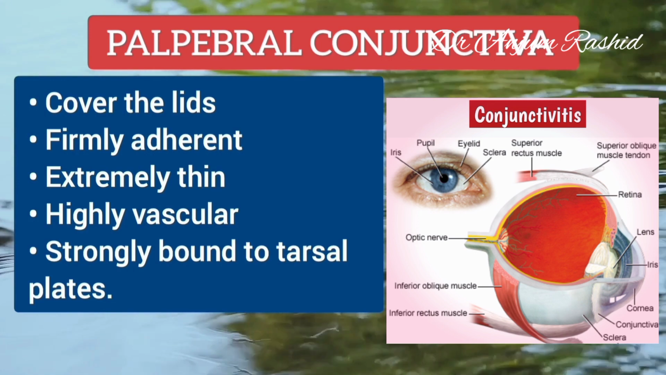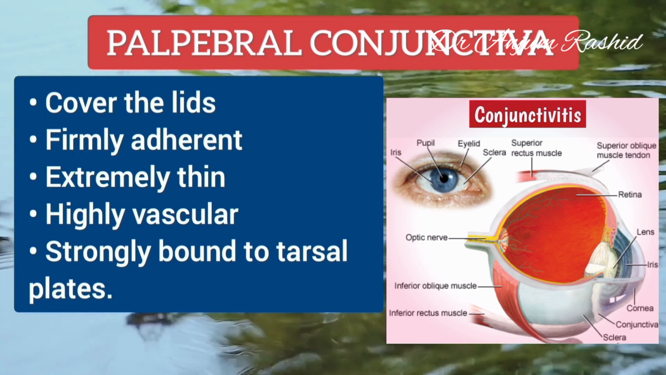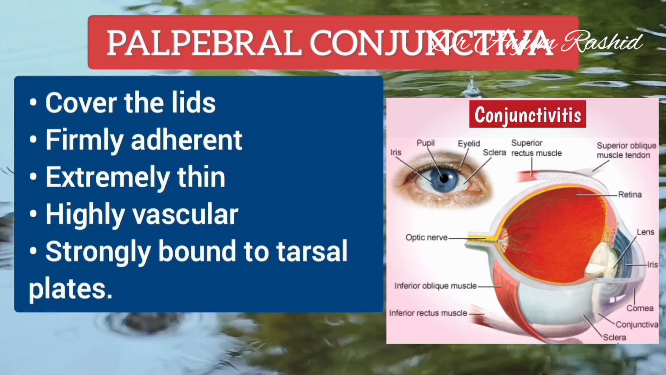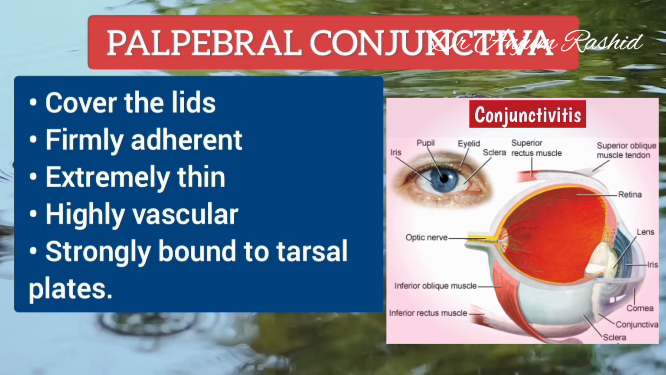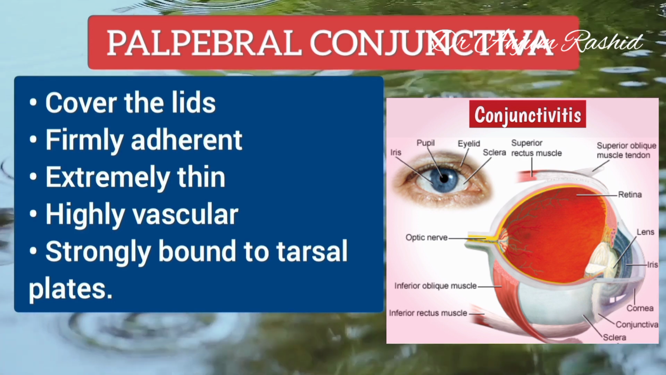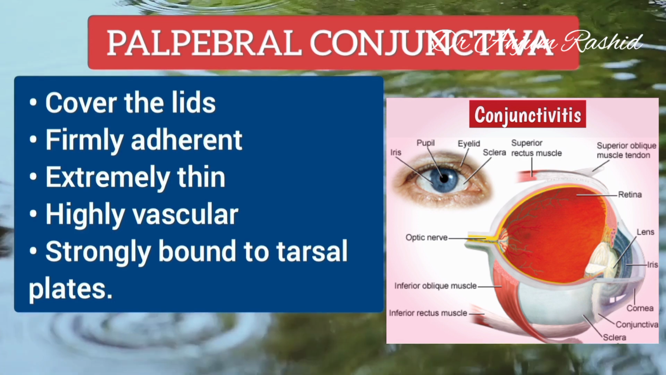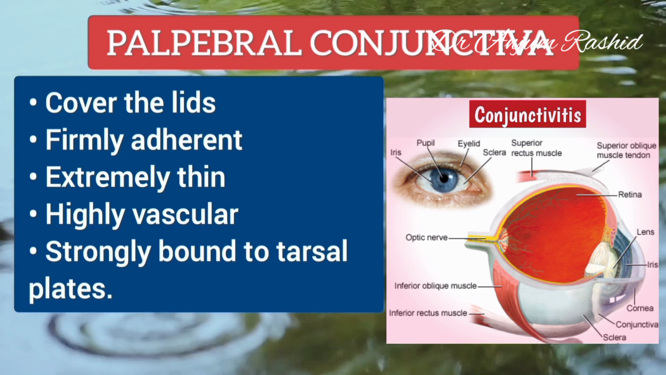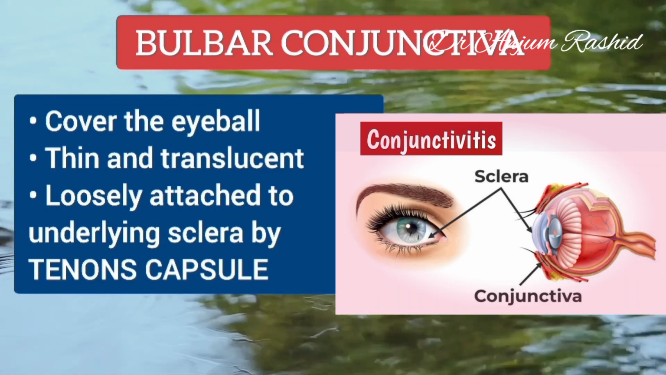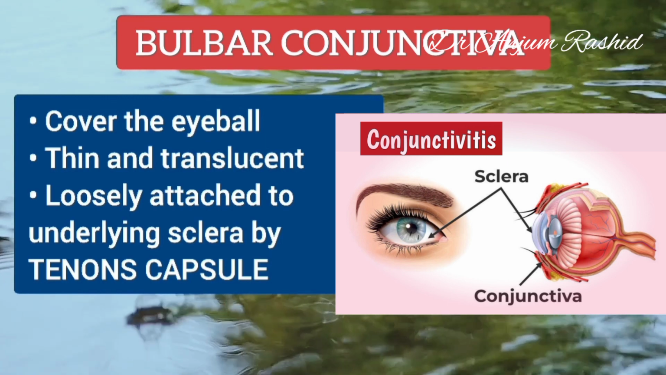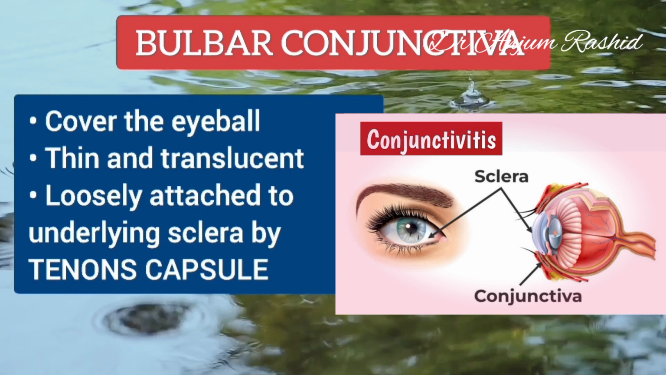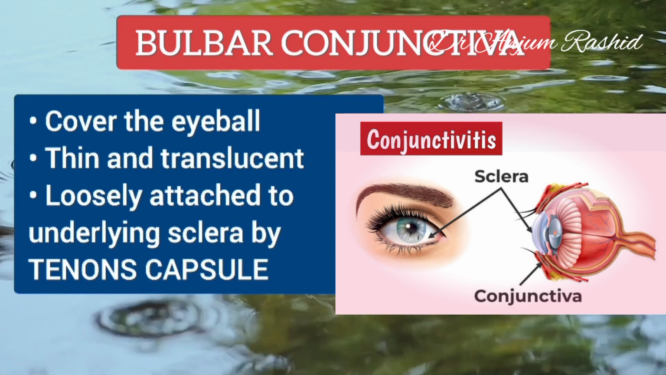According to the location, the conjunctiva is divided into two types, palpebral conjunctiva and bulbar conjunctiva. The palpebral conjunctiva covers the inner surface of the eyelids and it is firmly adherent. It is extremely thin and highly vascular. It is strongly bound to the underlying tarsal plates. Bulbar conjunctiva covers the anterior surface of the eyeball. It is thin and translucent. It is loosely attached to the underlying sclera by Tenon's capsule.